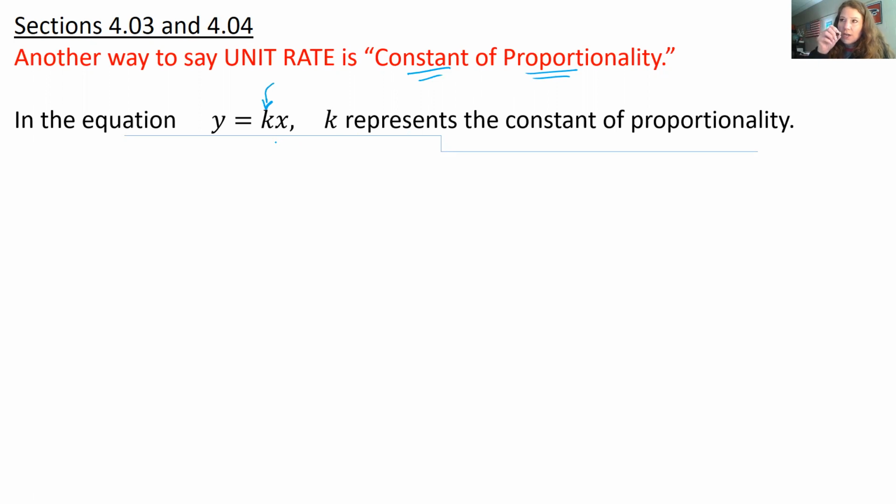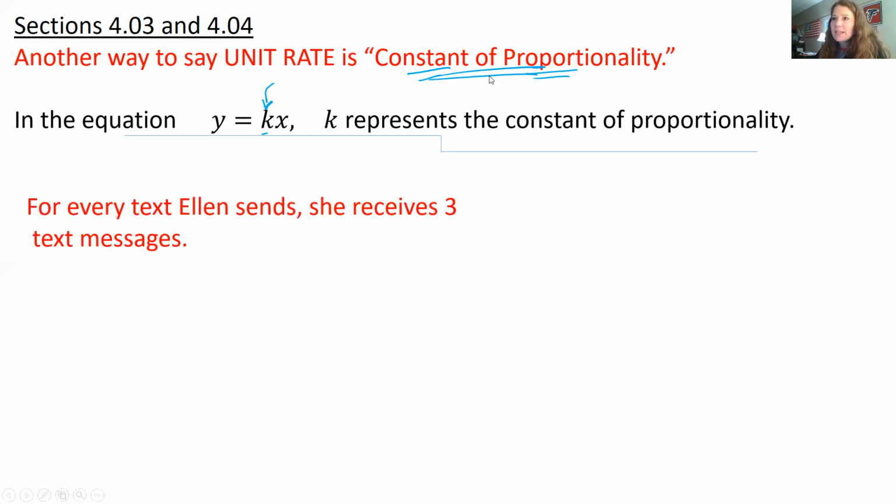If you graph it, it's a straight line, it goes through 0, 0. Then that's when you'll have a constant of proportionality. If it doesn't go through 0, 0 when you graph it, that term does not apply. But let's look at some examples.